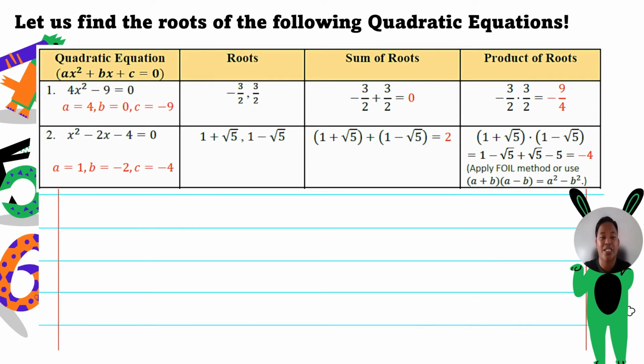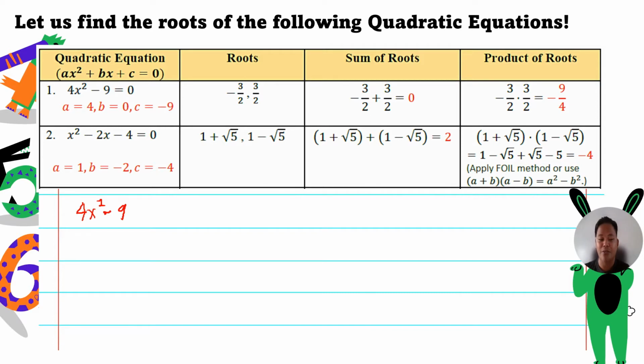Before we start, let us find the roots of the following quadratic equations. Let's recall the different ways on how we're going to solve for the zeros or the roots of quadratic equations. Let's have first example 1. We have here 4x squared minus 9 is equal to 0. 4x squared minus 9 is an example of difference of two squares.